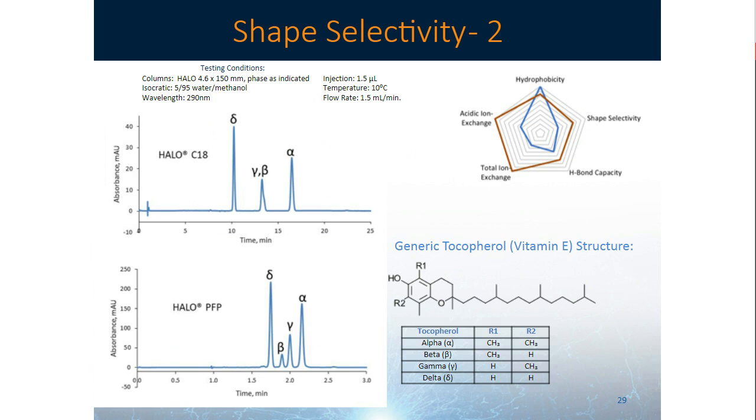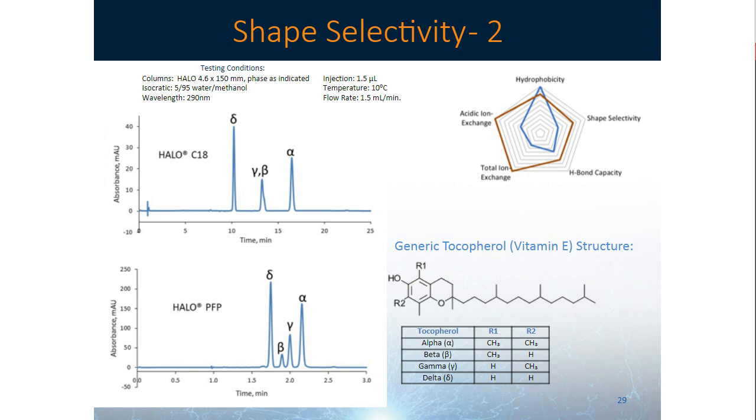I have another example of shape selectivity using tocopherols, or vitamin E. So first direct your attention to the top right corner where I have the Tanaka plot. Again, the C18 Tanaka traces in blue, and for PFP we have it listed in brown. So you can see that in terms of shape selectivity, the PFP phase has a higher value compared to the C18. And then in terms of hydrophobicity, the C18 column is, of course, more hydrophobic than the PFP.